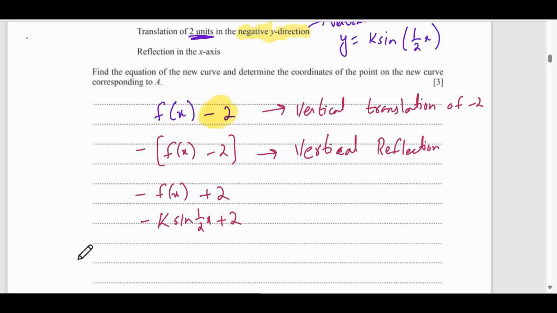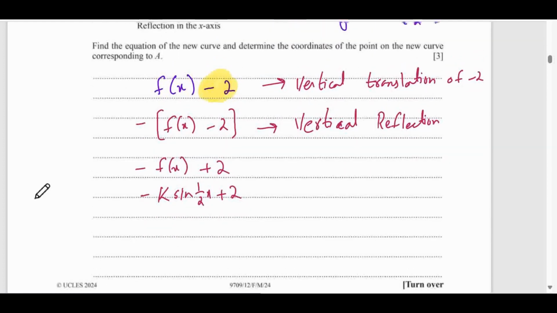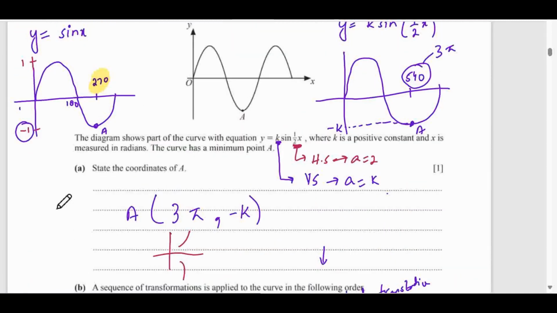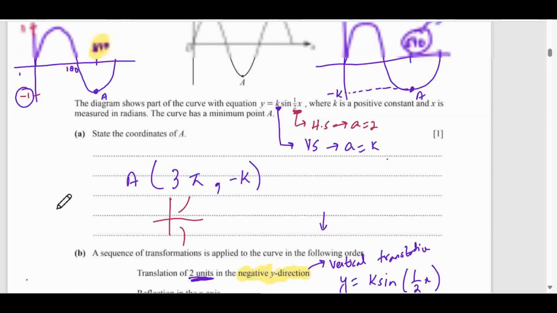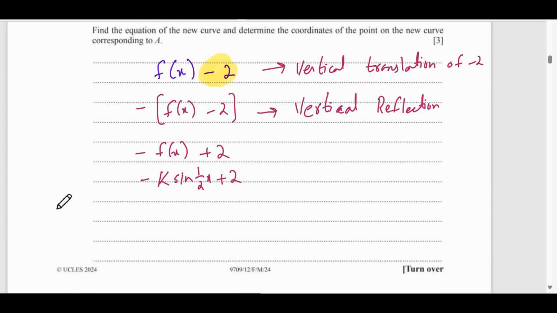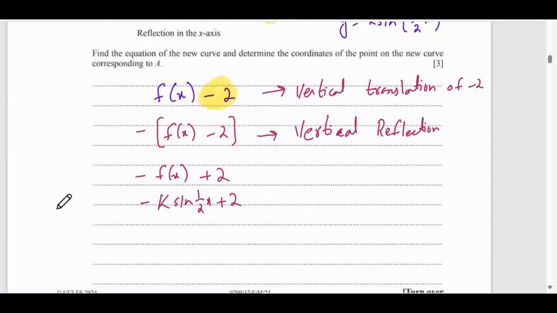Now we need to identify the coordinates of point A. First of all we have to see that the x coordinate is not changing, but the y coordinate is changing. Why is the y coordinate changing? Initially the graph was like this, and this point is 3 pi. This is point A, and this point was negative k.